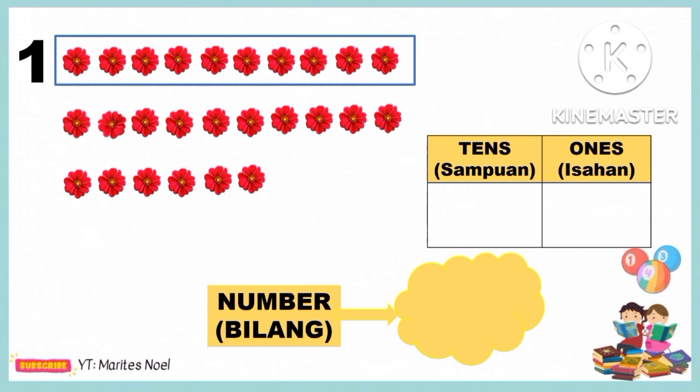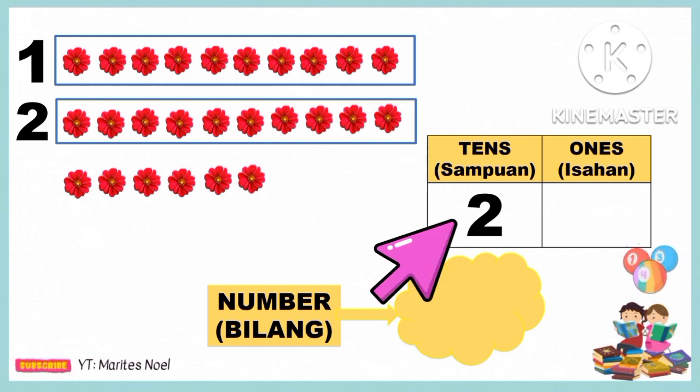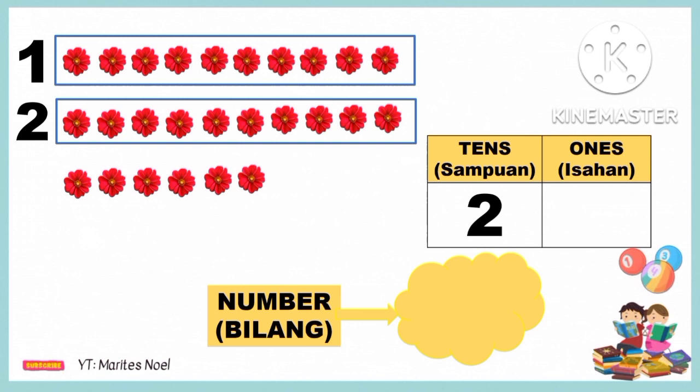1, 2, 3, 4, 5, 6, 7, 8, 9, 10. We have 2 tens. In Filipino, mayroon na tayo ngayong 2 10. Let us read. 2 tens. In Filipino, 2 sampuan.